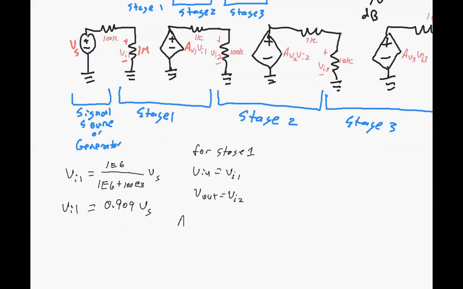So AV1 would be equal to what we get off of this divider, this 1K and 100K divider there. Let me write that out a little bit differently. If you're trying to find gain, I always recommend that you write the equation first. Let's find VI2. VI2 is equal to 100K over 100K plus 1K, and that's times VI1.